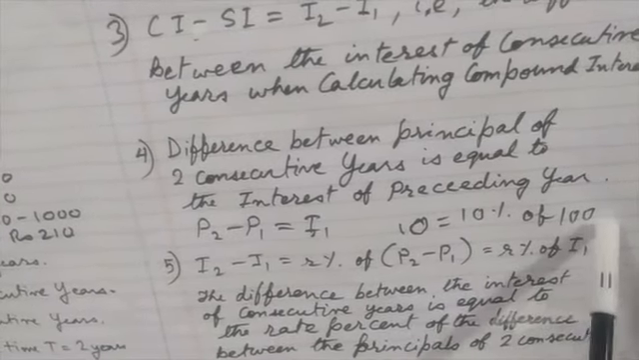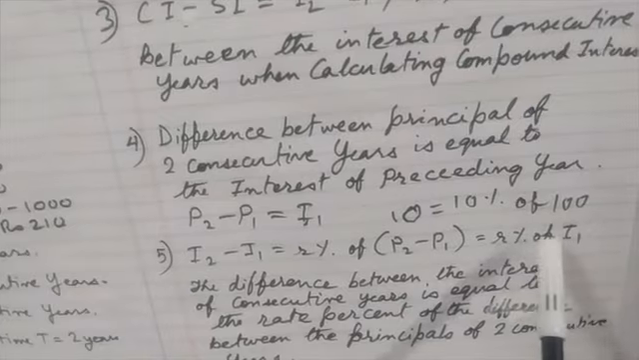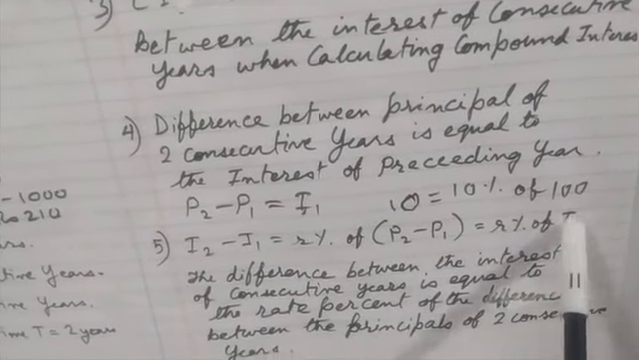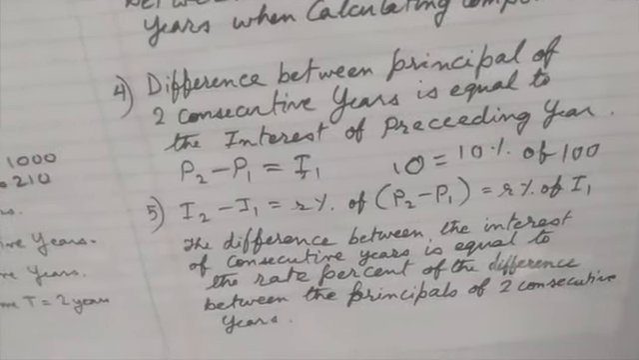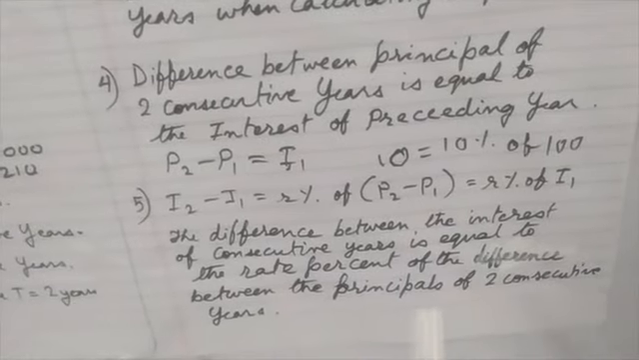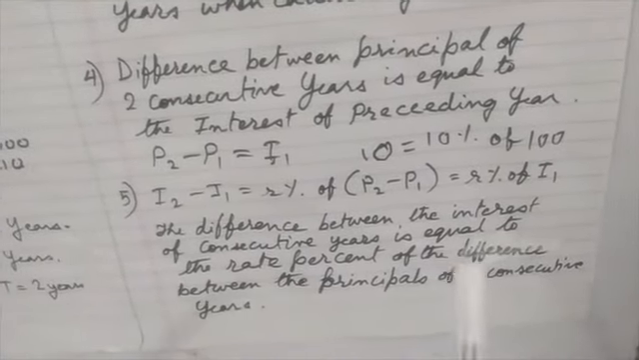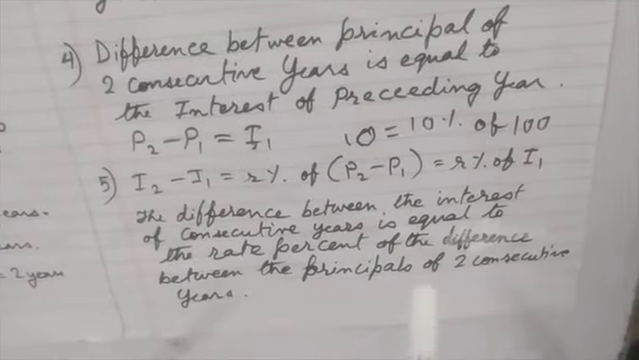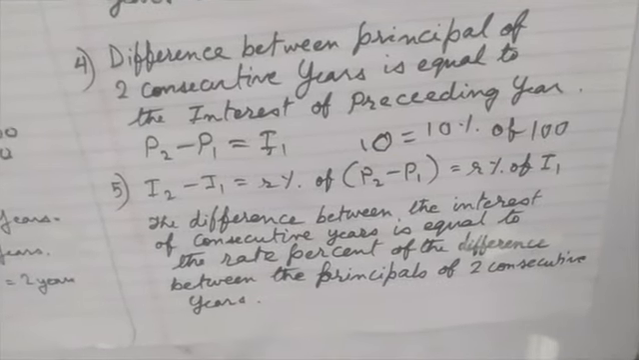And what is 100 over here? 100 is the interest of the first year. So R percent of I1, that is what we have written. The difference between the interest of consecutive years is equal to the rate percent of the difference between the principals of 2 consecutive years. Did you get it?